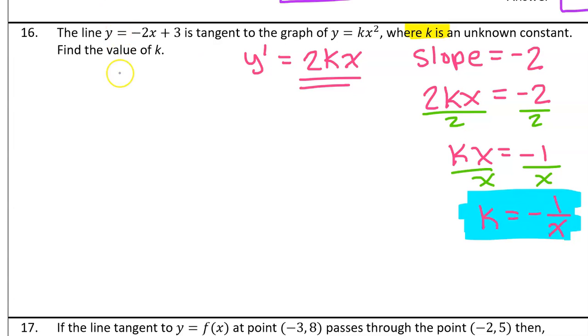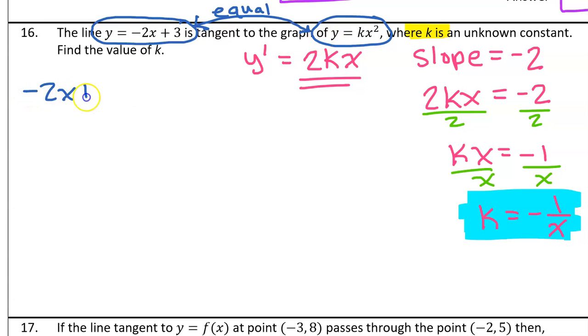Now it's time to go back and use the other piece of information we spoke of. Remember, at the point of tangency, the line and the curve intersect. So at the point of tangency, these two equations should be equal in value. So let's set them equal to each other and find out where that x value is. So let's see, -2x plus 3 should equal kx squared.